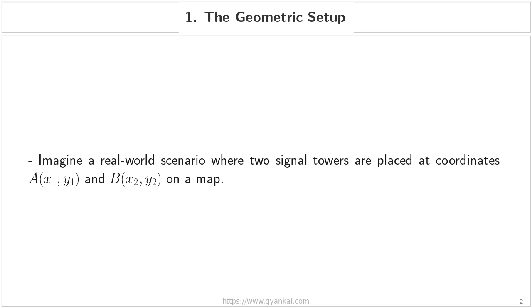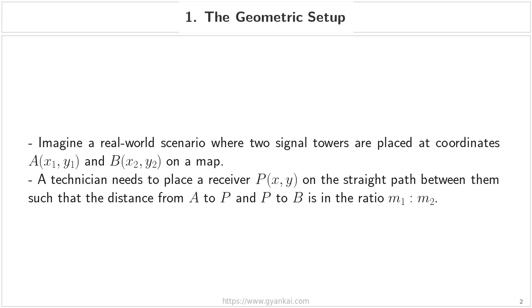1. The geometric setup. To make this more concrete, imagine a real-world scenario. Suppose you have two signal towers placed on a map at coordinates A, with x1, y1 and B, with x2, y2. A technician needs to place a receiver, which we will call point P, with coordinates x, y, somewhere on the straight path between these two towers.